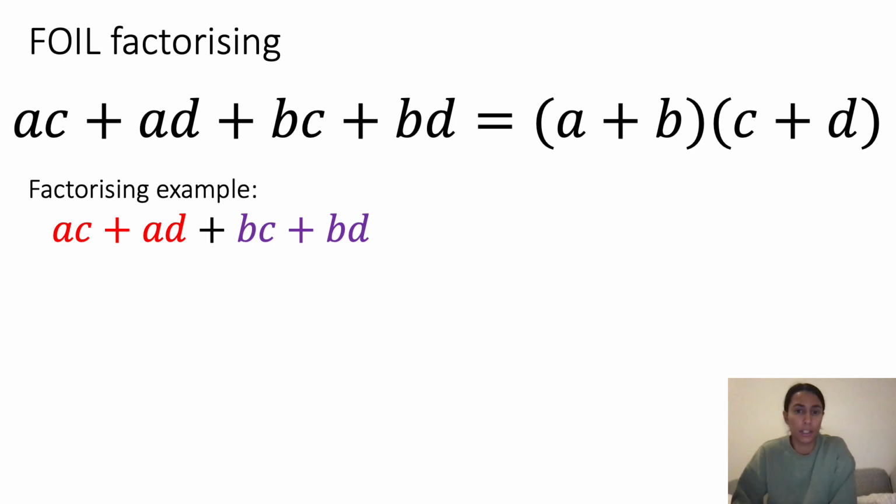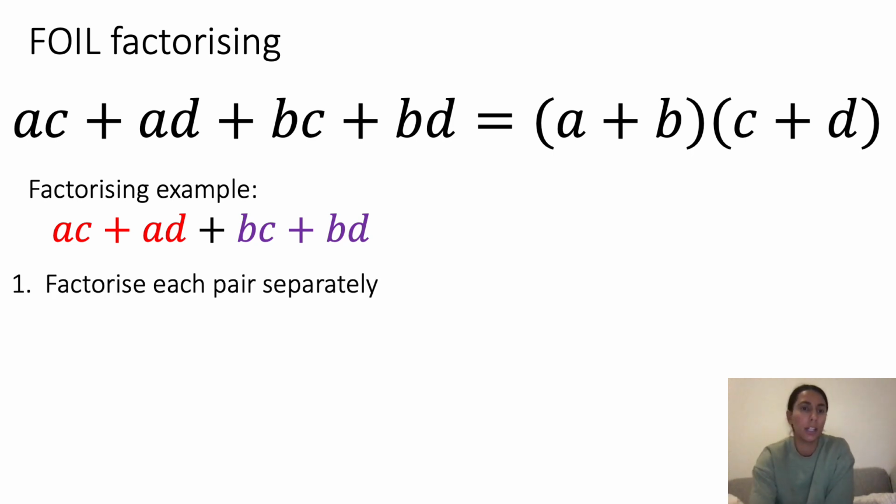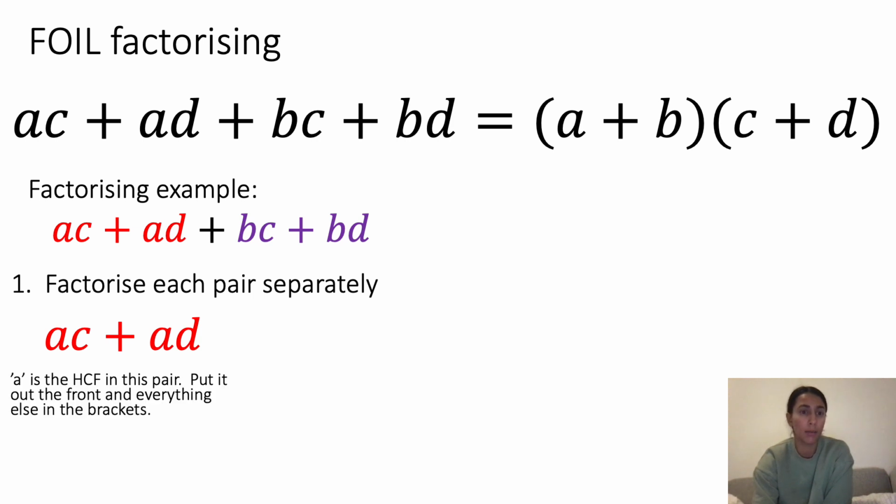I'm going to go through this example with you. The first thing you do, and I've color coded it, is you factorize each pair separately. You can see I have split these two up into a pair, and then I have a pair here as well. We're going to look at the red pair first. I've got AC plus AD. I want to factorize that, so I need to take out the highest common factor, and the highest common factor for both of these terms is A. So A is going to come out the front, and then C plus D will remain in the brackets. So that's the first pair done.